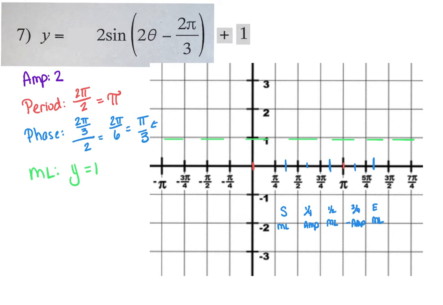So I start at my midline. My 1/4 is my amplitude. It should be 2 above this line. So my 1/4 is going to go all the way up to this 3. At my halfway, I'm back at my midline. At my 3/4, I'm 2 below my midline, which is down to this -1. And I'm going to end back at my midline. And then I'm going to curve that graph.